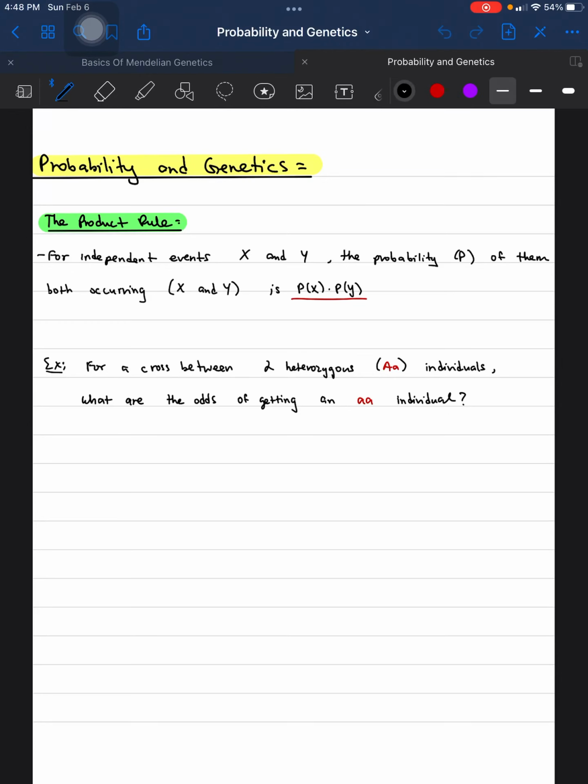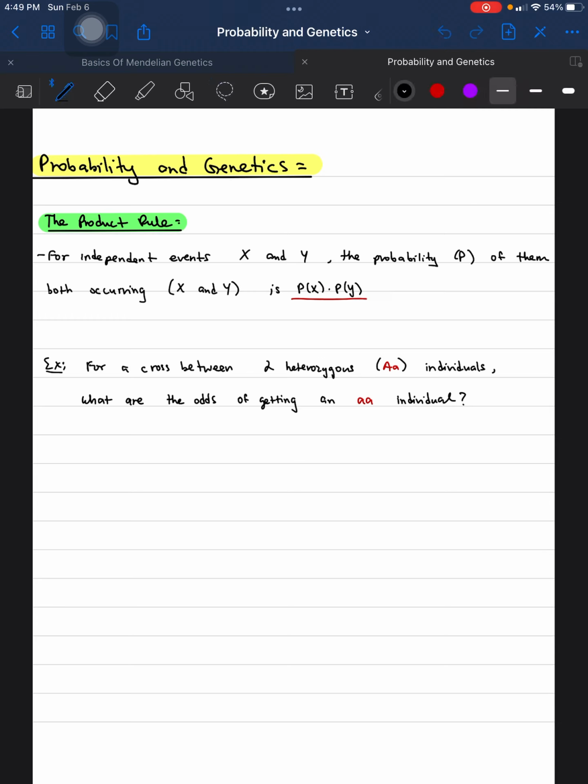So in this video, we're going to be going over probability and genetics. There's a couple of rules we first have to know when we're trying to understand probability within the scope of genetics. First we have the product rule, which states that for independent events x and y, the probability of them both occurring at the same time is the probability of x times the probability of y.